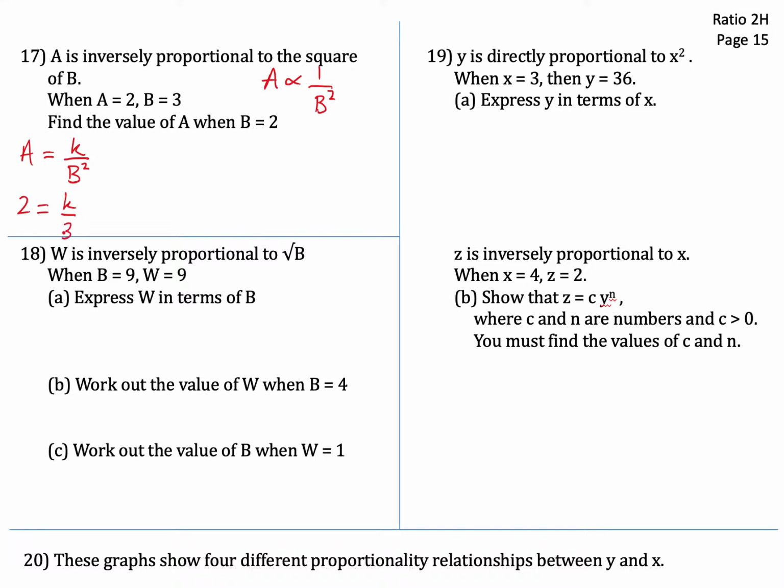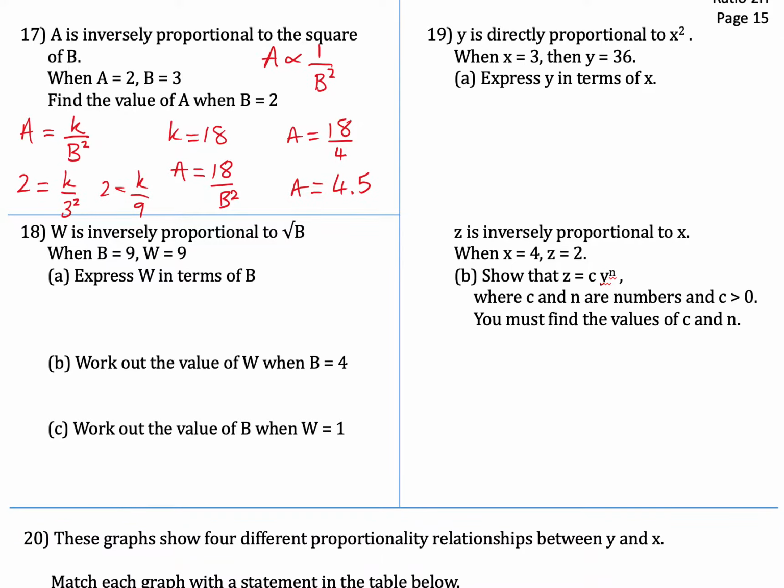So 3 squared, which would be 9. So if we want to work out what k is, I'm going to times by 9. So k is 18. Okay, so my full equation is A equals 18 over B squared. Find the value of A when B is 2. So when B is 2, 2 squared will be 4. So A is equal to 4.5.